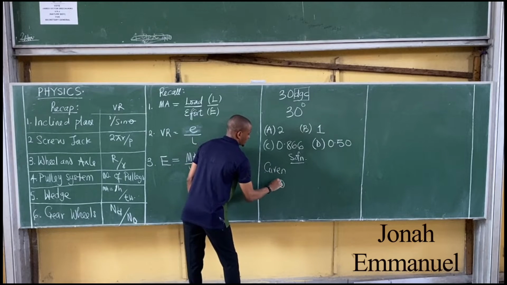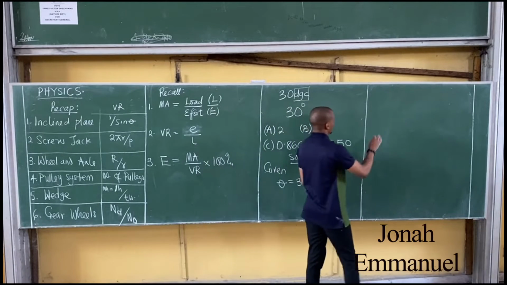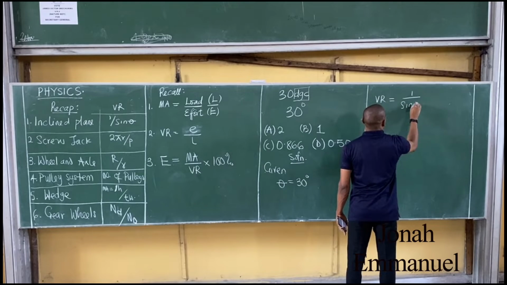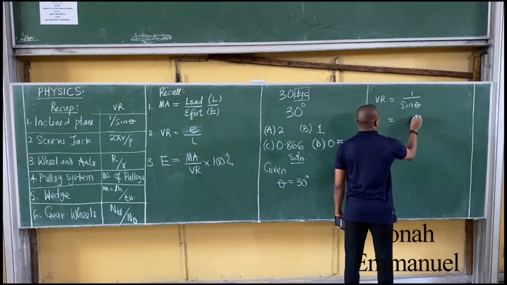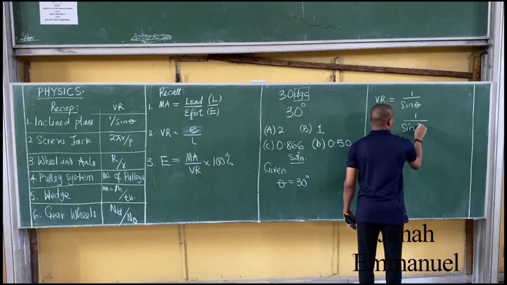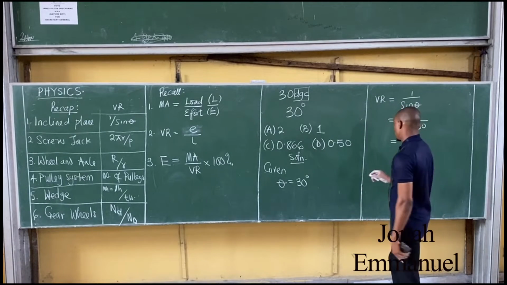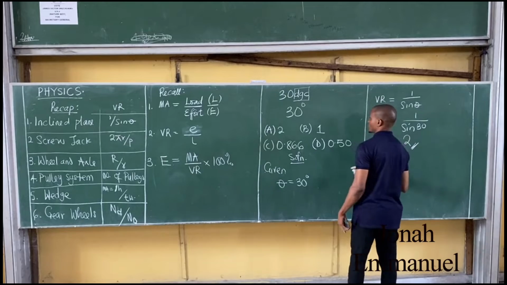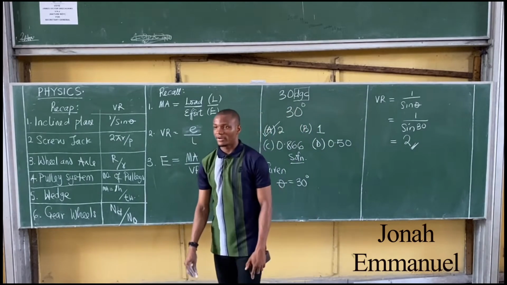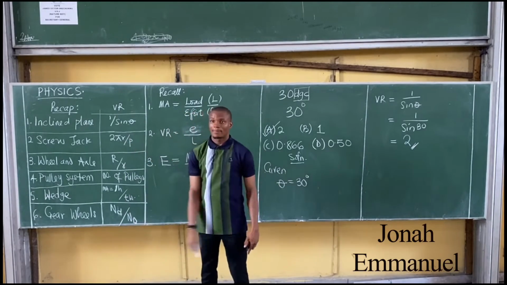I'm given the angle theta as being equal to 30 degrees. We said for an inclined plane that VR is equal to what there? 1 over sine of theta. That's equal to 1 over sine of the angle there. The angle we are given is 30 degrees. So what does that give us? 2. Alright, so 2 is the answer. So A becomes the correct option. This is 1 over sine. So that's what you have here. That's it.